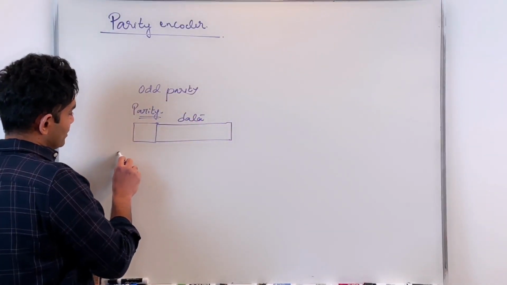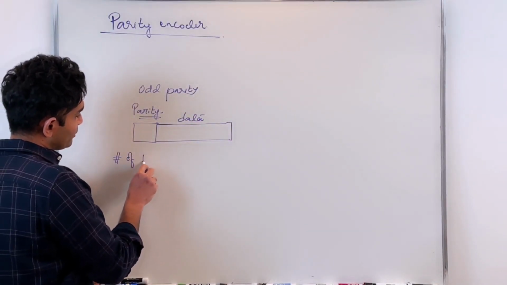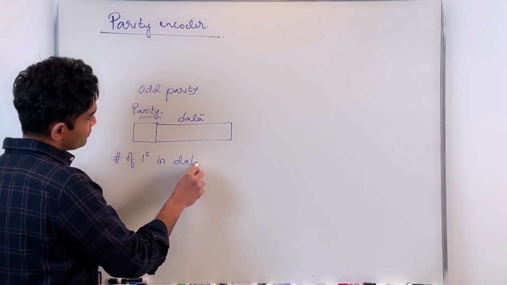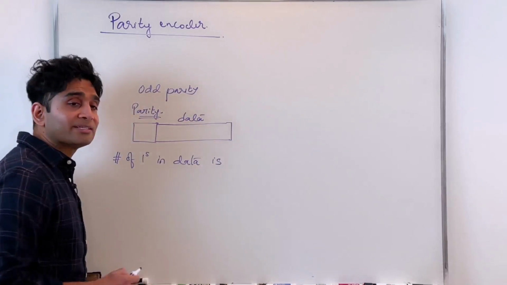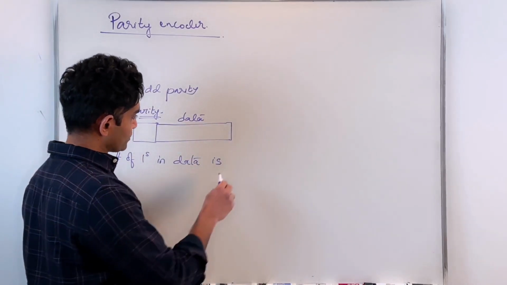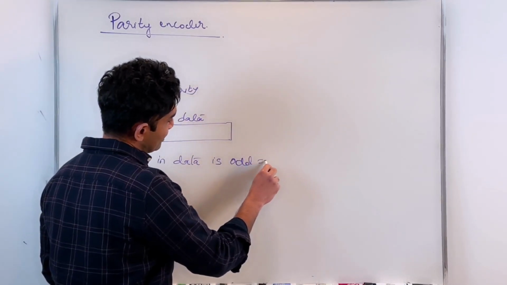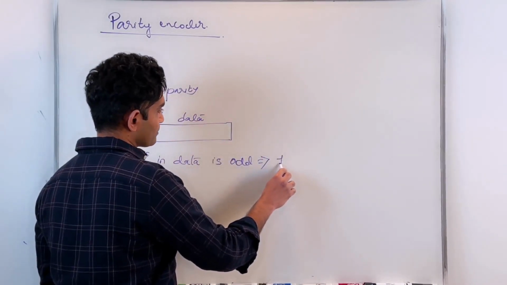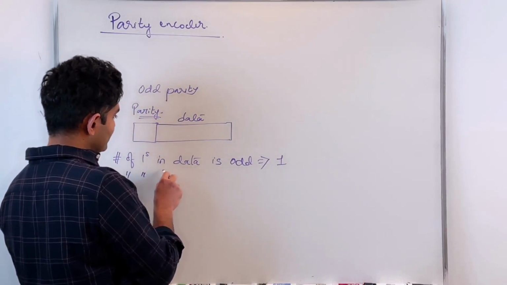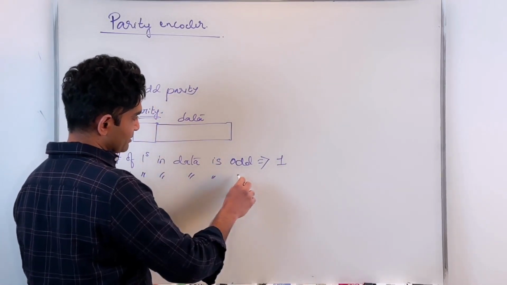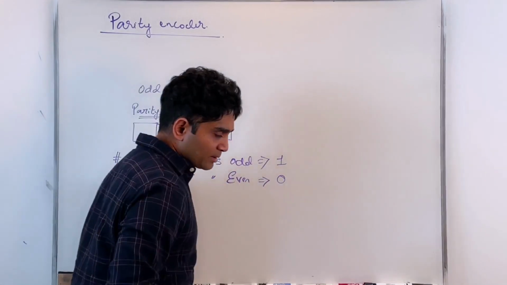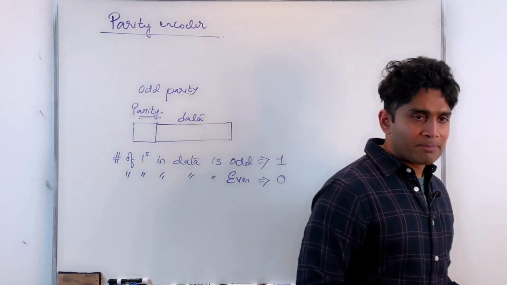Let's say your data is for odd parity. If the number of ones in your data stream is odd, this is how you formulate the rules for odd parity generation: odd implies your output for the parity generator is 1. If the number of ones in the data stream or data packet is even, then your output is 0 as the output of the parity encoder.